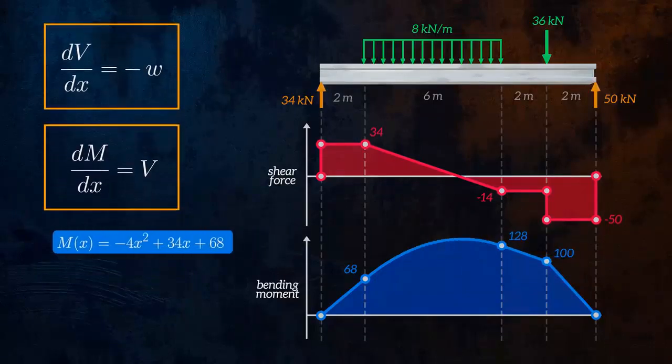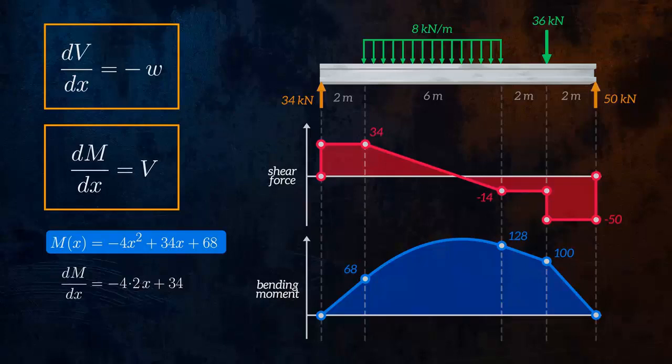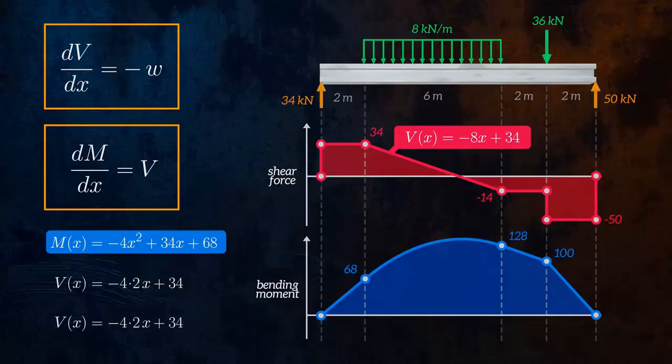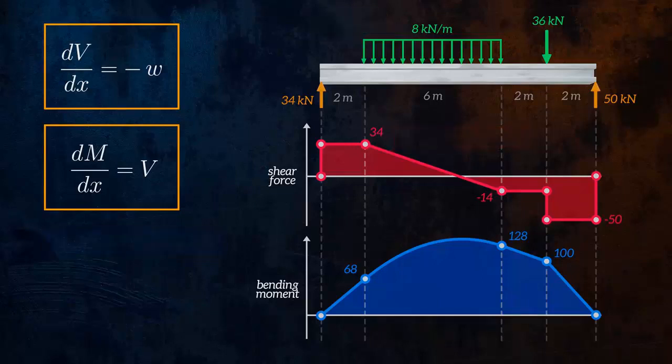If we differentiate this equation, we get negative 8x plus 34, which based on the dM over dx equation above, we now know is the equation for the shear force curve in this section of the beam. If we differentiate again, we get negative 8, which is the equation for the distributed force. This is a great way to sense check your shear force and bending moment diagrams.